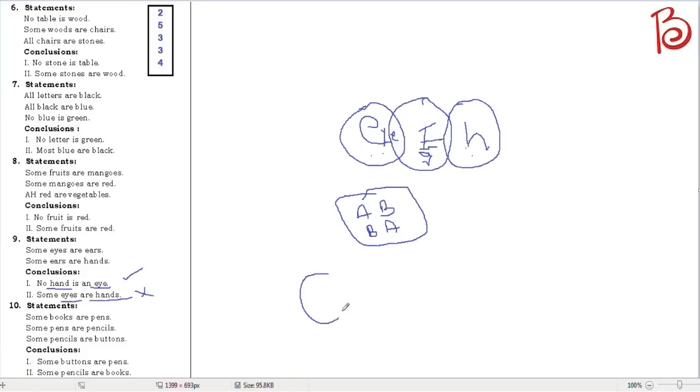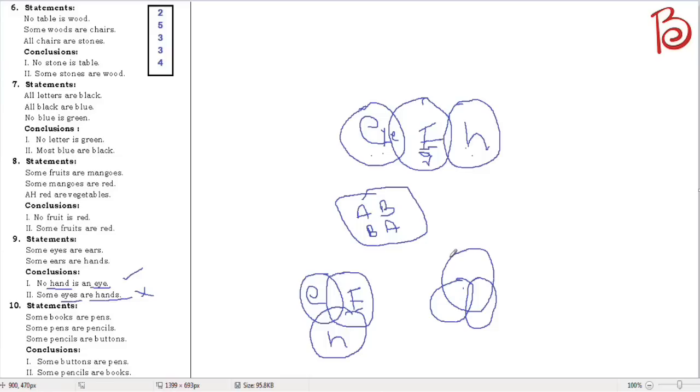But if I draw the diagram like this, first one is right and second one is wrong. Suppose I'm going to draw the diagram like this. This is eye, this is ear. Next thing is some ears are ant. Okay, is the diagram wrong? No. According to the statement, even you can draw the diagram like this because there is no relation between eye and hands. I can draw the diagram as I want. So even that is right. It depends upon how you draw the diagram.